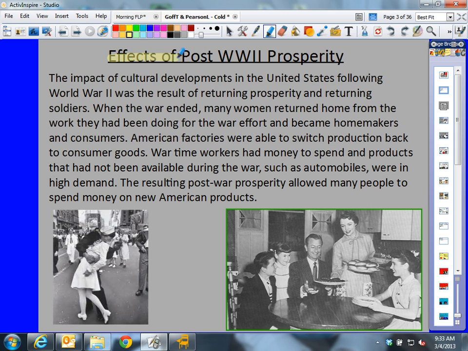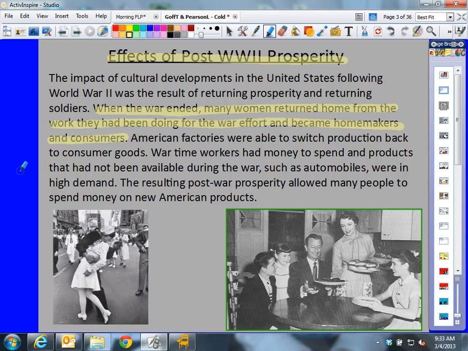So if I think about this, basically people are able to pick up their lives, except the economy during World War II allowed for there to be money that they had access to. So things that you need to keep in mind in this is that when the war ended, many women returned home from work they had been doing during the war effort and became homemakers and consumers.